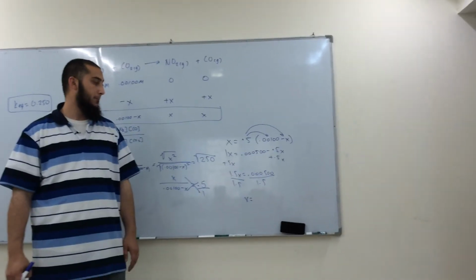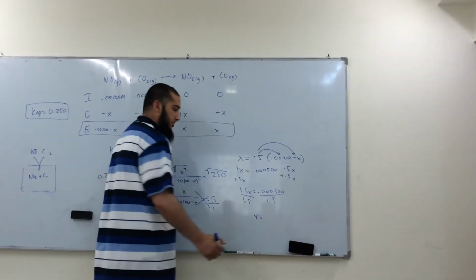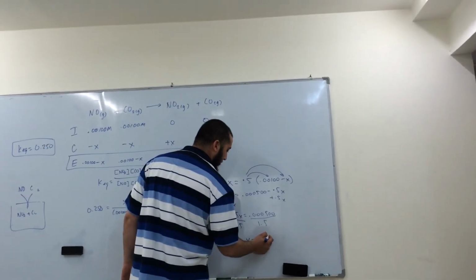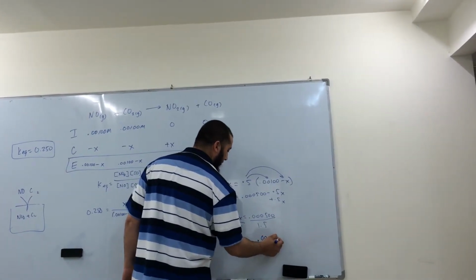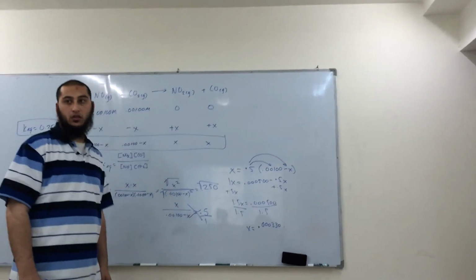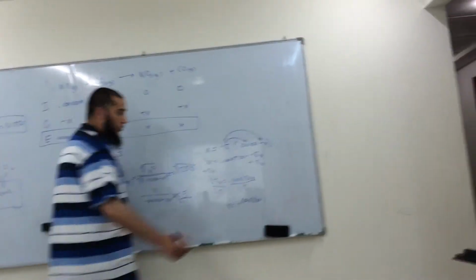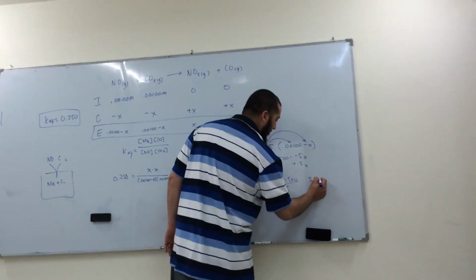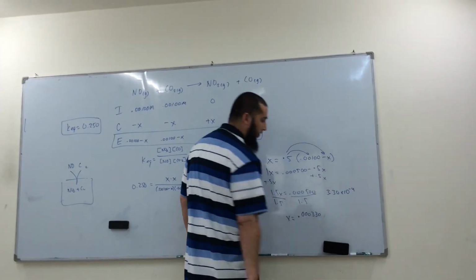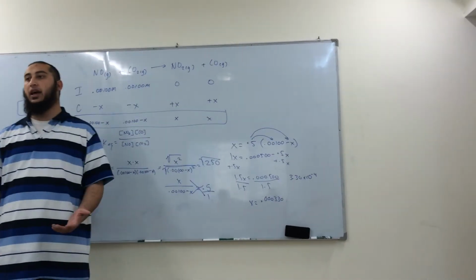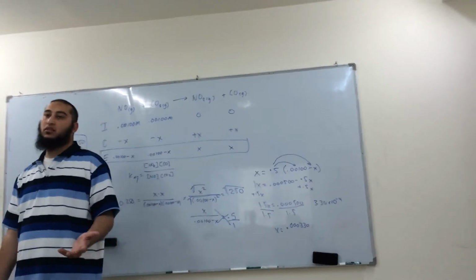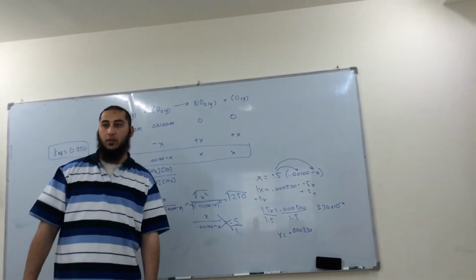What do you guys get? 3.3 times 10 to the power negative 4. So 0.00330. Can you write it in scientific notation? Yeah, it's fine. If you would like, you can write this as 3.30 times 10 to the negative 4. It's fine either way. So now what does that mean? That's my X, right? So what am I going to do now? Is that my answer? No.